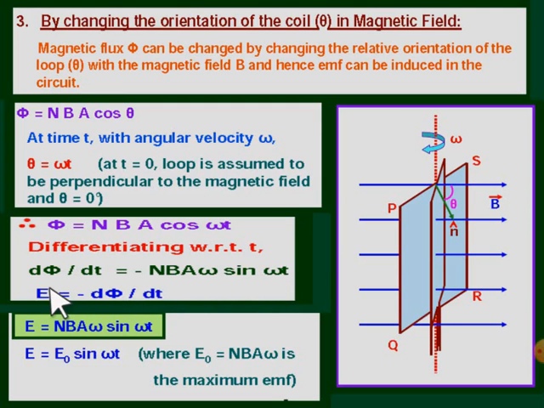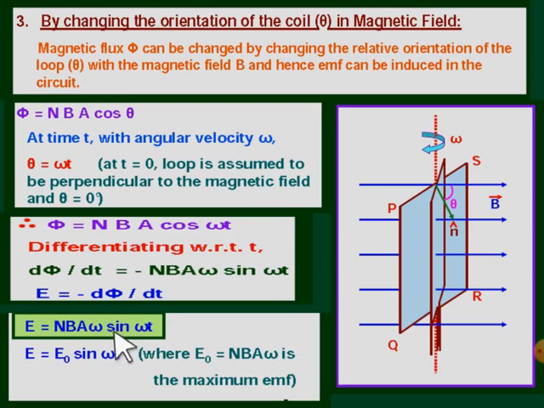So by Faraday's second law, E will be equal to minus d phi by dt. If d phi by dt is minus of this, then minus minus will be plus, and it will be NBA omega sine of omega t. So your E will be equal to E naught sine of omega t, because NBA omega is equivalent to E naught. Got it? Right?